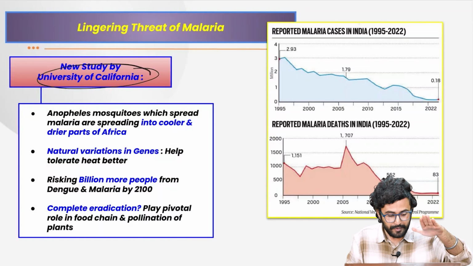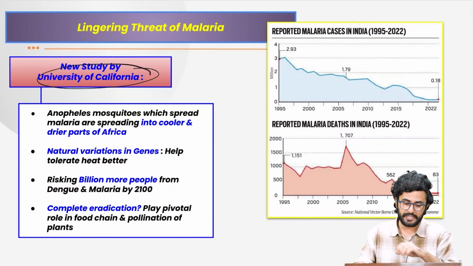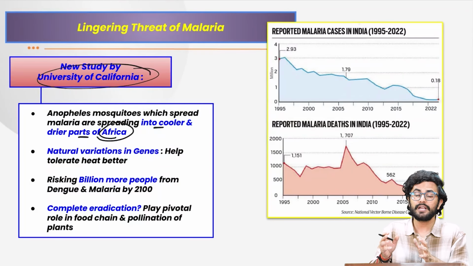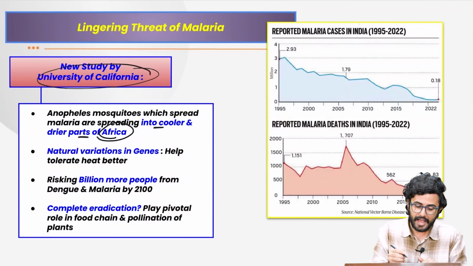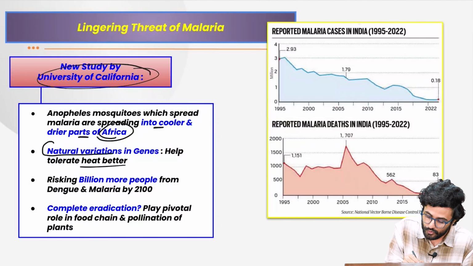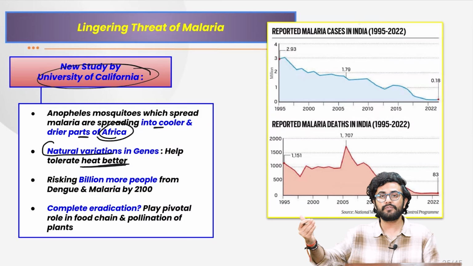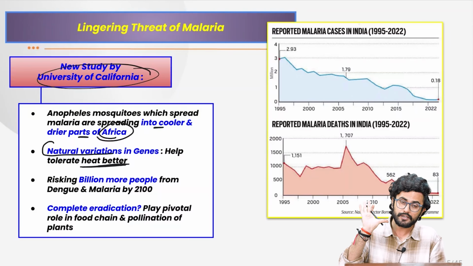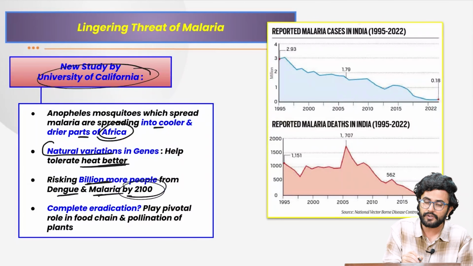However, this new study by the University of California has found that the Anopheles mosquito, which causes malaria, is actually spreading into cooler and drier parts of Africa as well as the hotter regions, because they have natural variations in their genes which can help them tolerate the heat better. Thus, with further penetration of malaria-carrying mosquitoes into regions where they were not present earlier, it can risk billions more people from dengue and malaria by 2100.